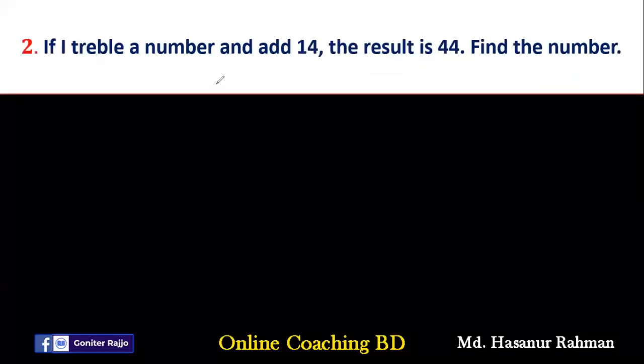Now, number 2. Number 2 says, if I treble a number, treble means we have to multiply it by 3, and add 14, the result is 44. Find the number. Very simple one. First of all, let the number be x.